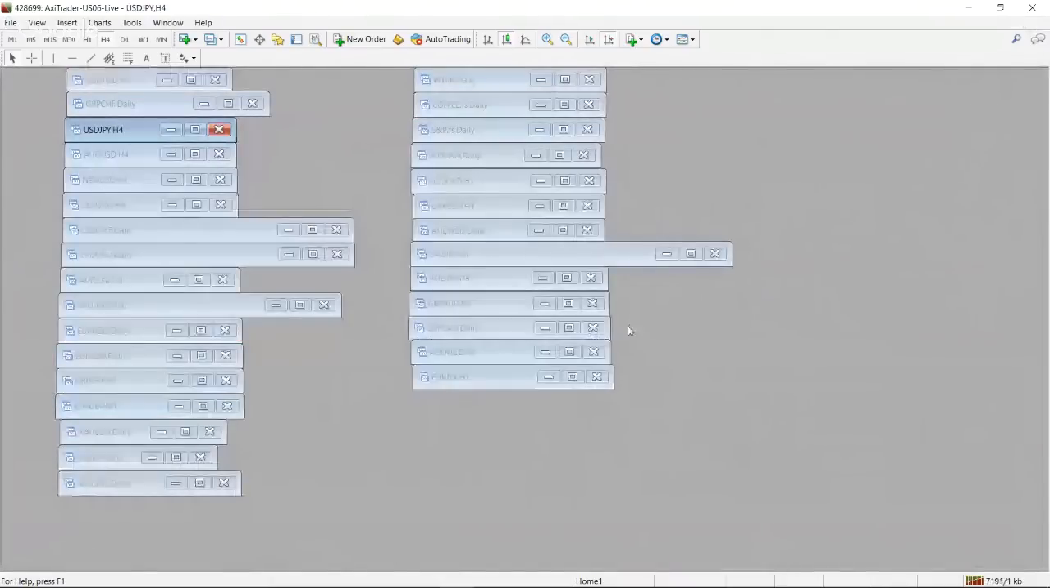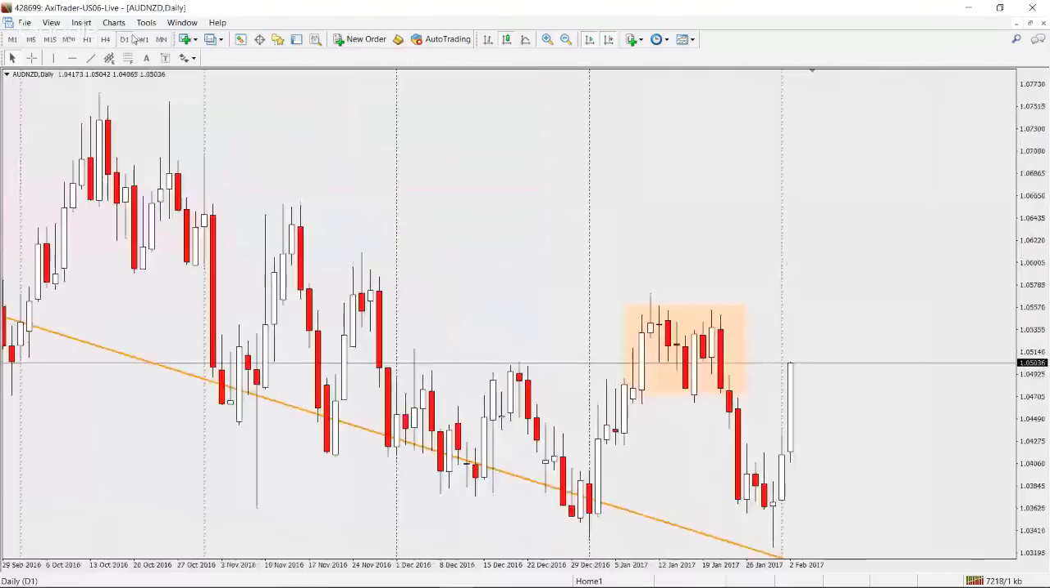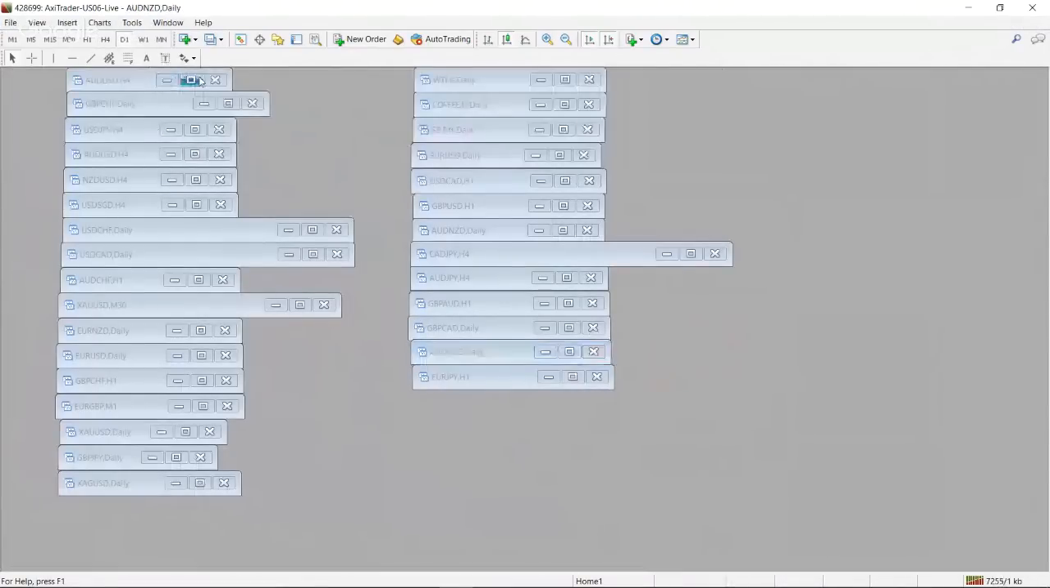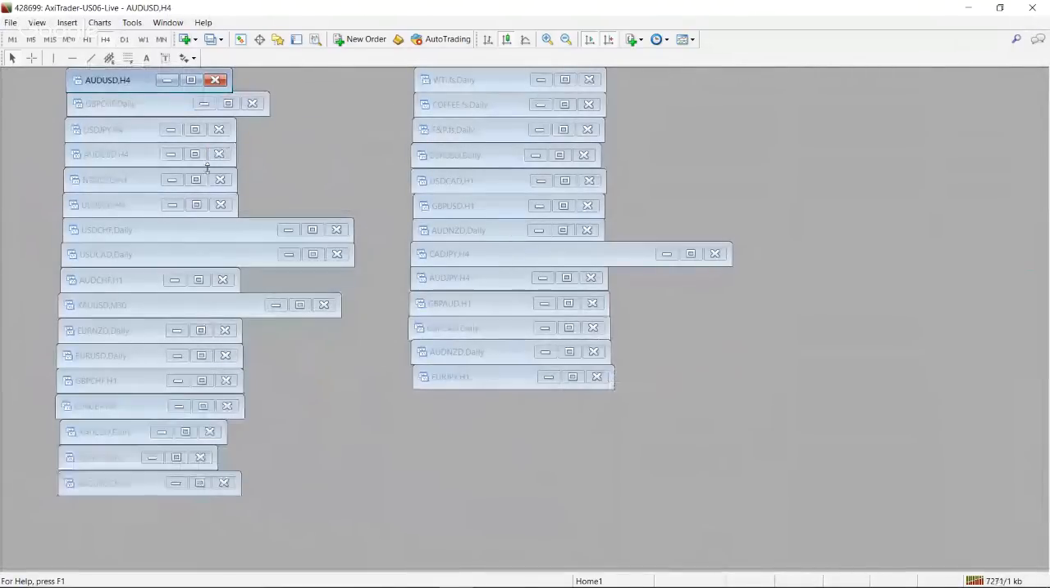All right, any charts that you guys want to see? I've got a couple of interesting ones. I think that the Aussie Kiwi is quite interesting. It's obviously quite bullish. Now, bam, there it goes.